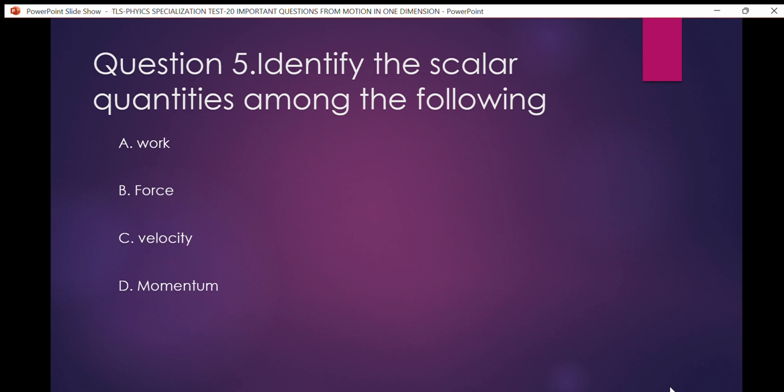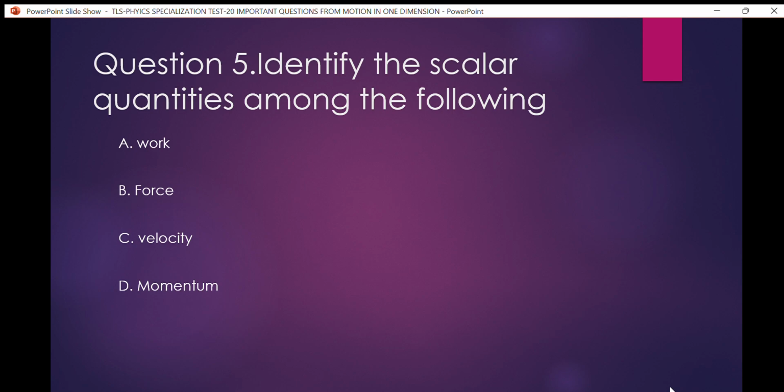Identify the scalar quantities among the following. You know that the physical quantities, based on their magnitude and direction, we can classify into 2 types. One is scalar quantities, another one we will call vector quantities. In scalar quantities, they have only magnitude and no direction. And in vector quantities, there is magnitude or measurement along with the direction.